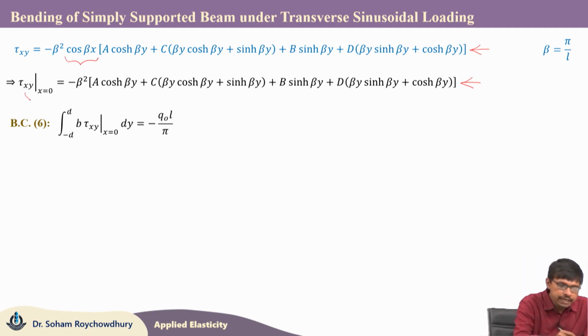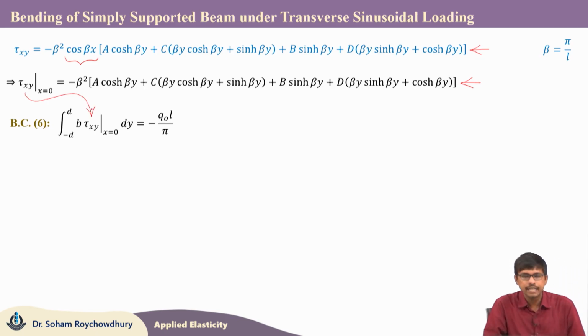Now, tau xy at x equals 0 we had already evaluated. I will substitute that here and then try to evaluate the left hand side integral and verify whether it is coming out to be minus q naught L by pi or not.